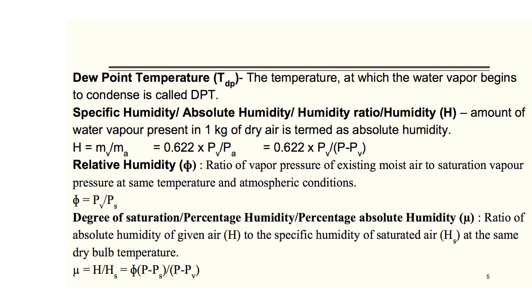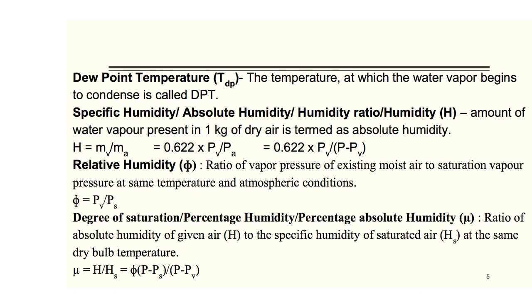And what is the other method? We are not adding any water vapor into it, but we are lowering the temperature of the moist air so that the water vapor present in the moist air can be converted into liquid water. That temperature is termed as dew point temperature. This phenomenon can be seen when we take a bottle out of the refrigerator and find droplets on the surface of the bottle.